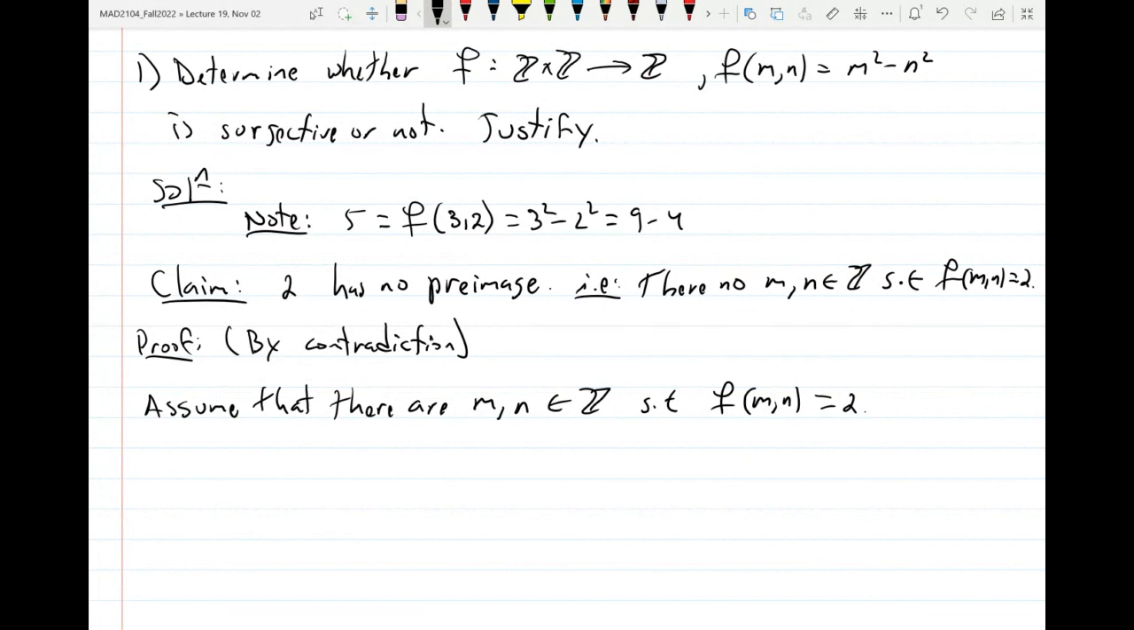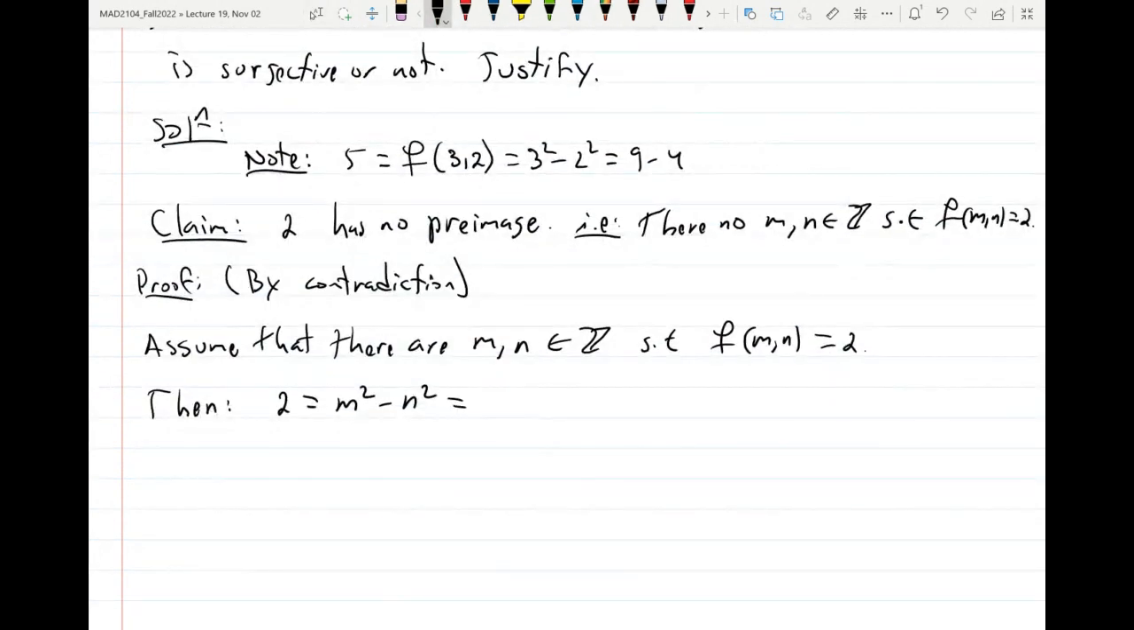All right, now what does this mean? Then this means that 2 can be written as m squared minus n squared. But now this is a difference of squares, so we can factor this. How do we factor this? This is (m plus n) times (m minus n). Now I ask you, this product is equal to 2, right? So what can you say about each of these parentheses?